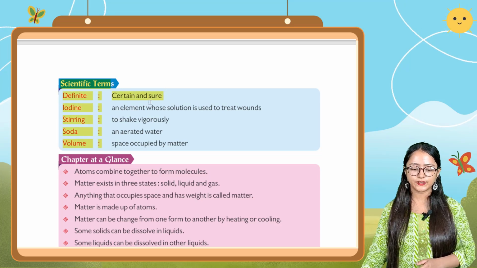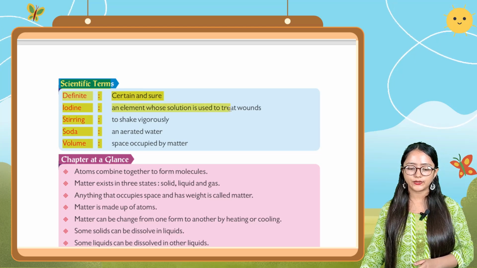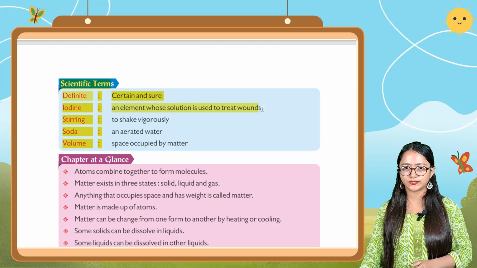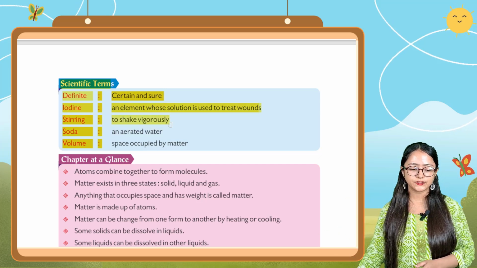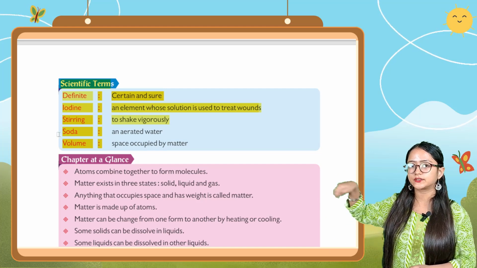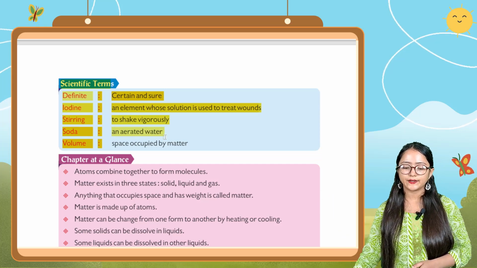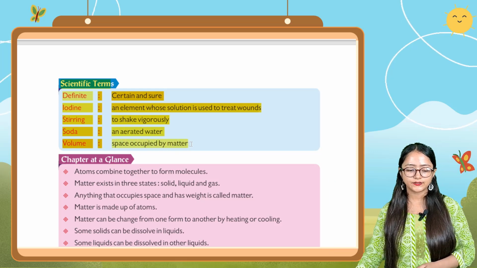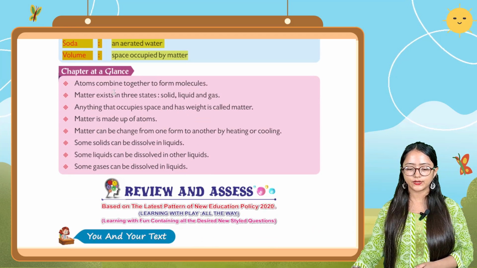The first one is definite, which means certain and sure. Iodine, an element whose solution is used to treat wounds. Stirring, to shake vigorously, like you stir the sugar in the liquid. Soda, an aerated water, which has gas, carbon dioxide, in it. And volume, the space occupied by matter, is known as volume.